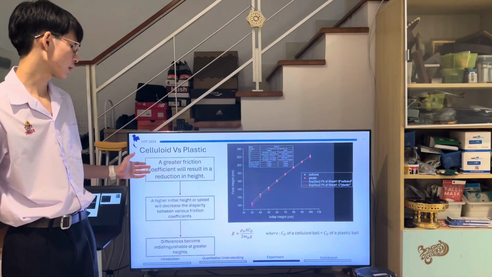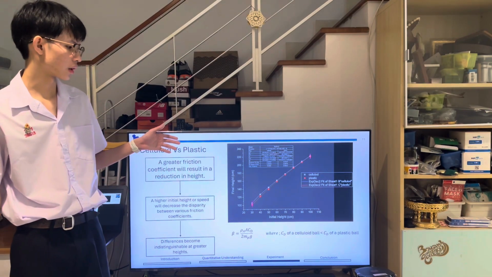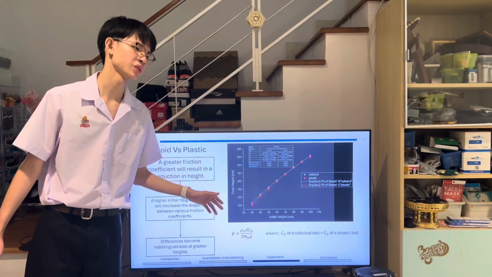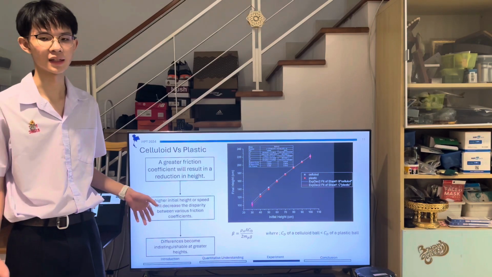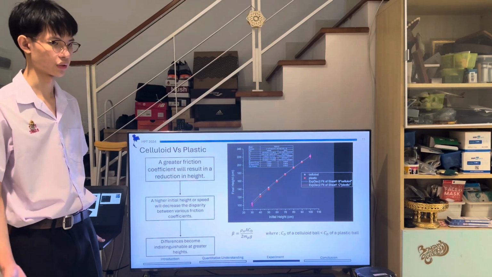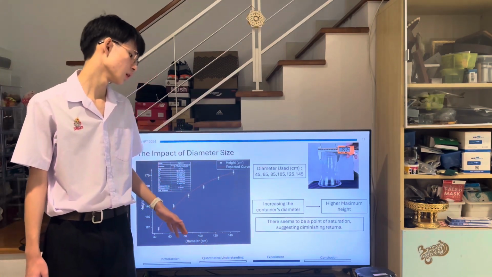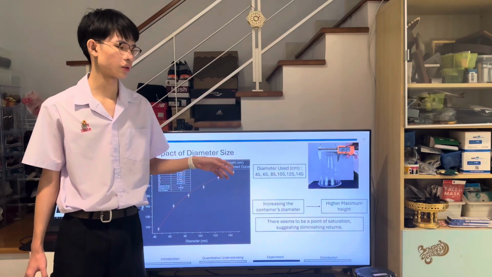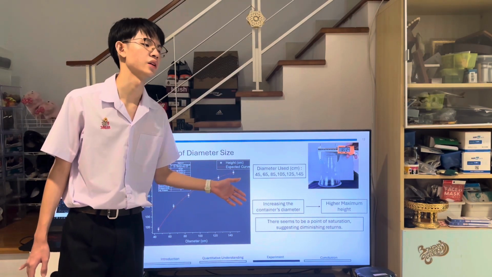Celluloid versus plastic: a plastic ball has a greater friction, meaning at slower speeds it's more noticeable, but at higher speeds it's basically indistinguishable from another at greater heights or speeds. Impact of diameter size: we use the following diameters. Increasing the container's diameter will increase the maximum height, although it seems to be a saturation point, meaning diminishing returns.